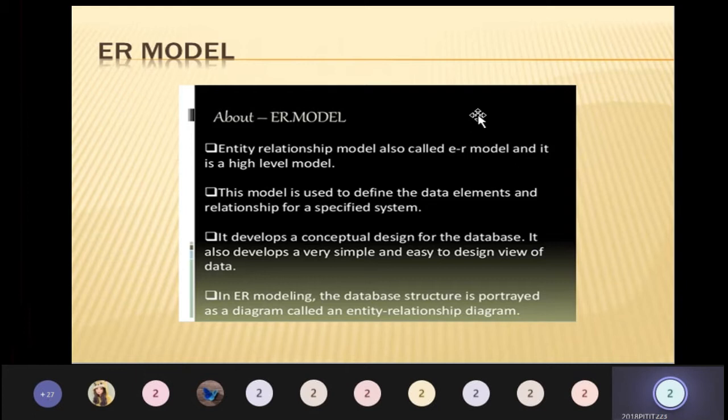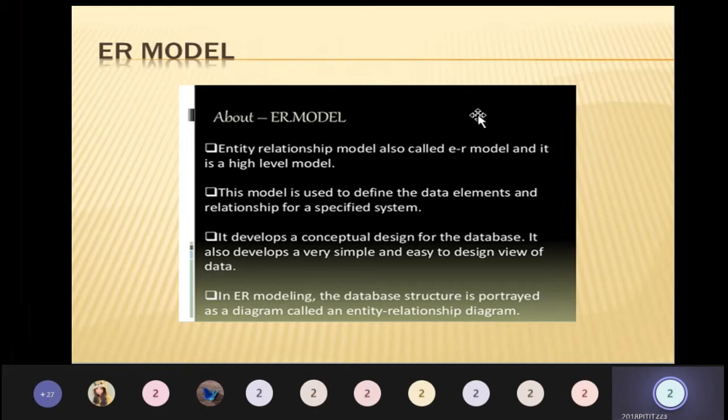And then the top level, that is the view level. It is the highest level of abstraction that describes only part of the entire database. Why are we discussing this here? Because we are studying the ER model. The ER model comes under the view level, so that we can see the view of the data.